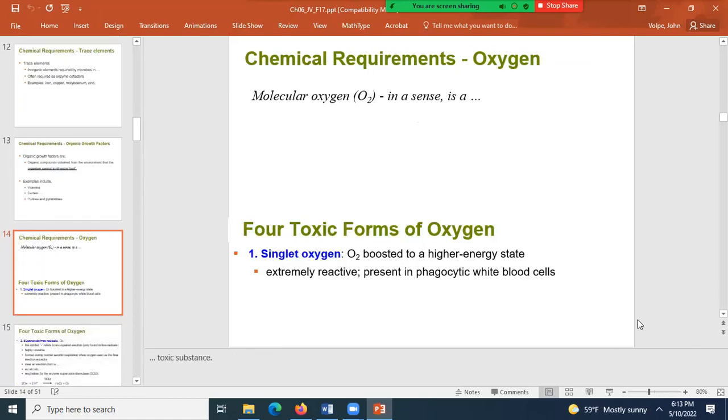All right. Molecular oxygen is another requirement for growth, and some organisms require it, aerobes, and then other organisms do not require it, and most of them prefer not to have it around. So molecular oxygen is, in a sense, a toxic substance to us, as well as to all living cells. And there are 4 toxic forms of oxygen.